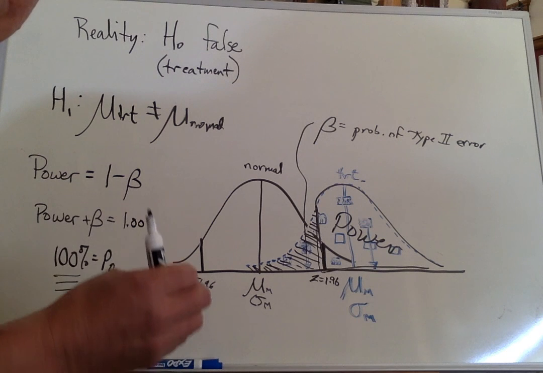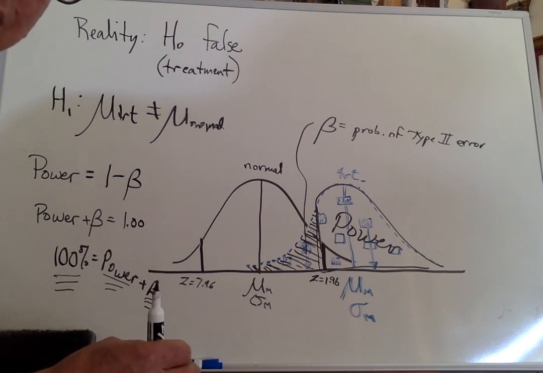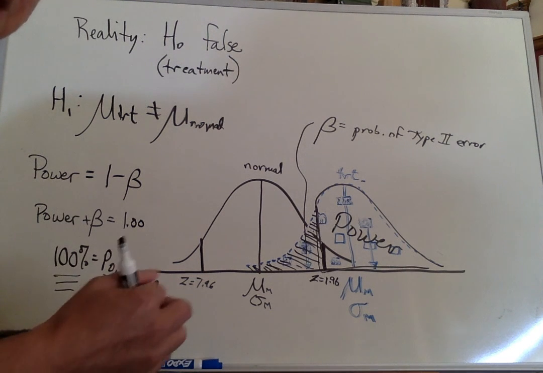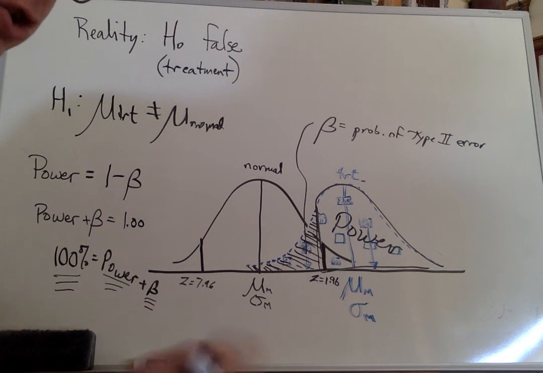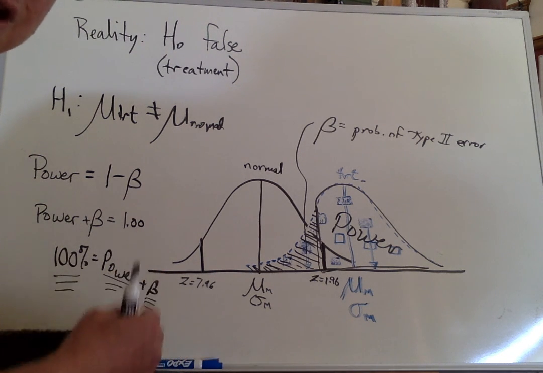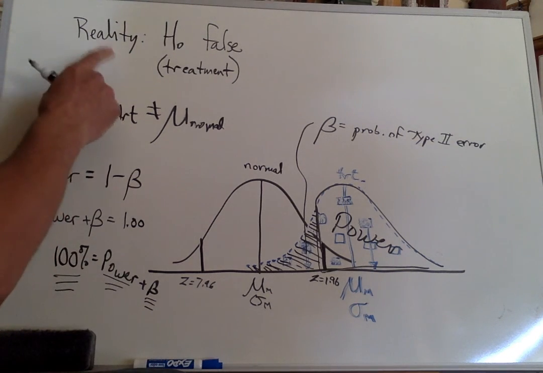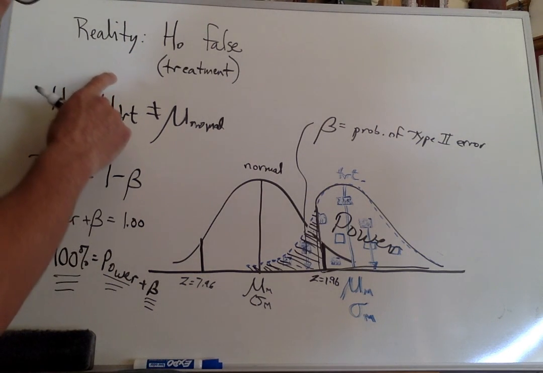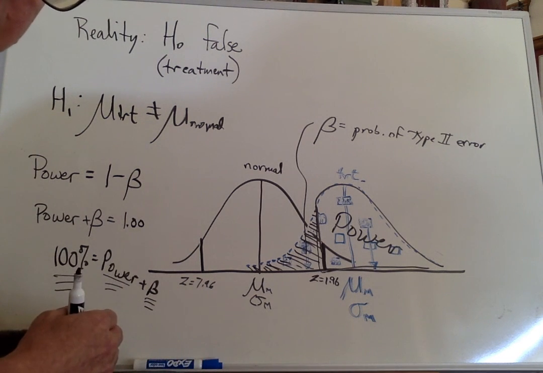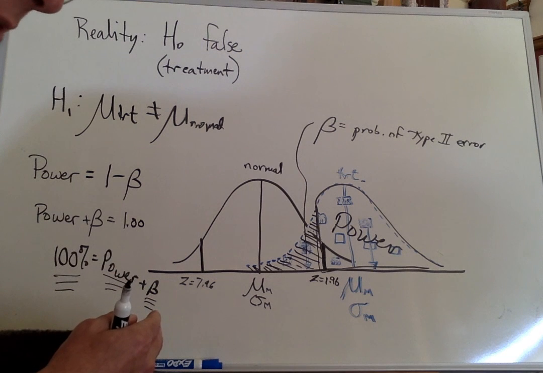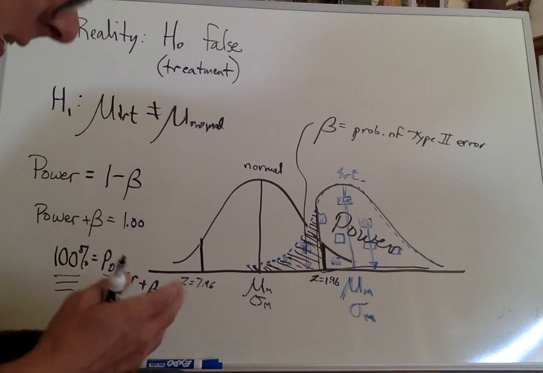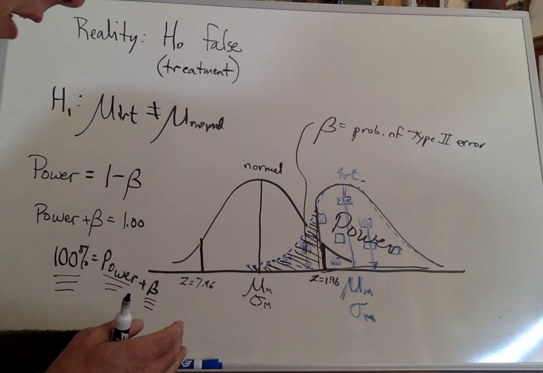Power is our ability to correctly reject the null hypothesis. Or, if you want to put it in treatment terms, power is our ability to detect a treatment when there is a treatment. Okay? It's our ability to say there's a treatment when there is a treatment. Because if we say there's a treatment when there's not a treatment, then we've made a type 1 error, right? That's how it works. Okay?